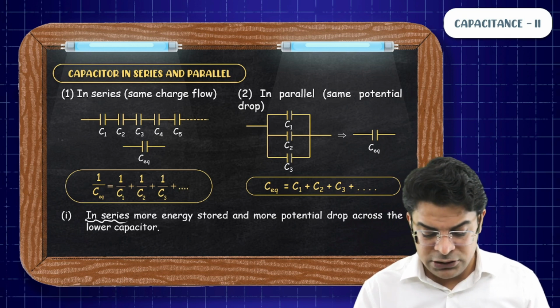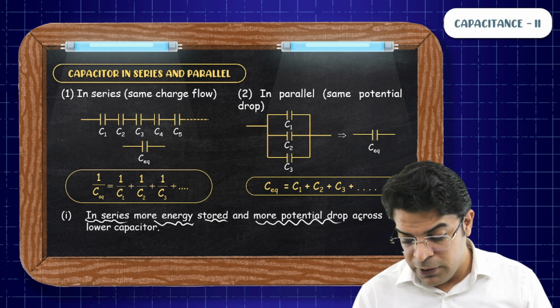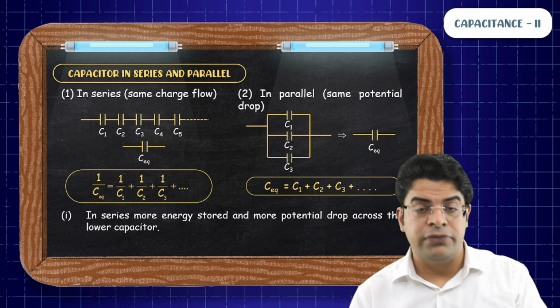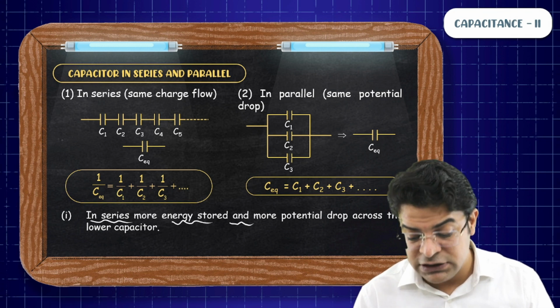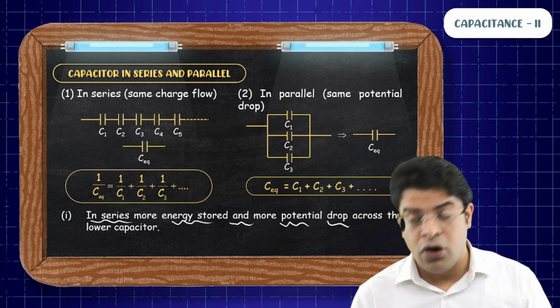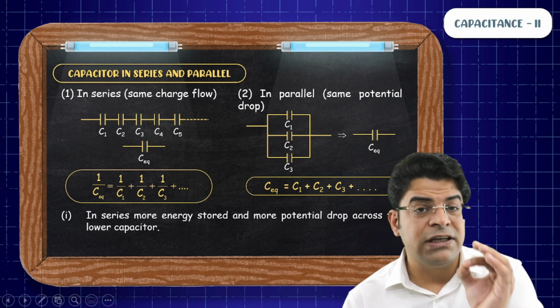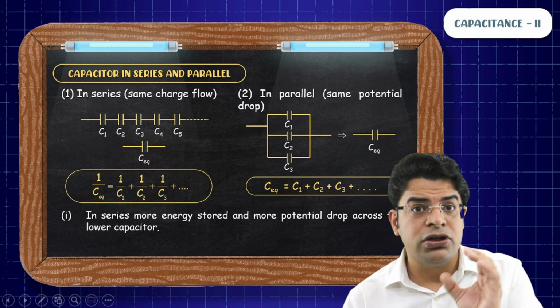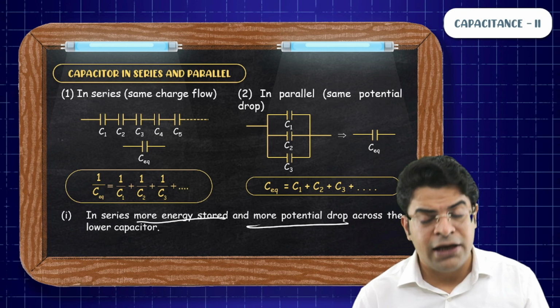So remember this simple line. In series, more energy is stored and more potential drop across the lower capacitor. Once more, in series, more energy is stored and more potential drop takes place across the lower capacitor. The device which has got lower capacitance, across it you will find more potential drop, and inside it you will find more energy stored. Sir, how can you say?